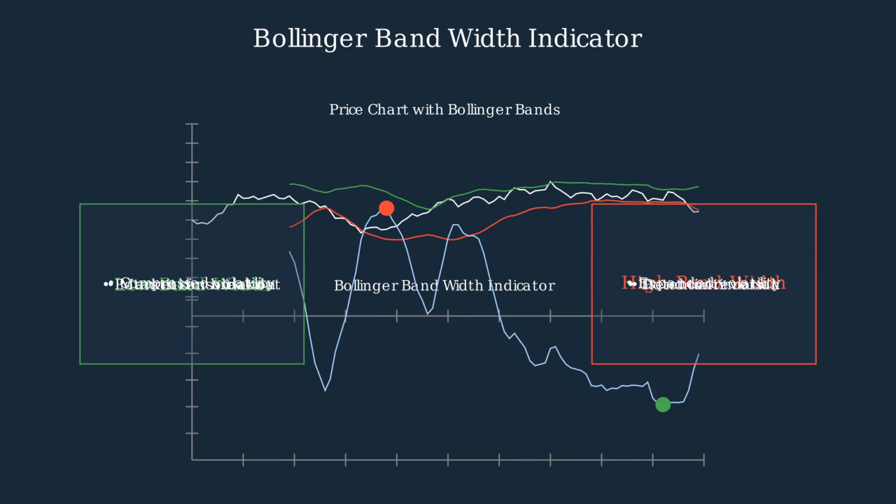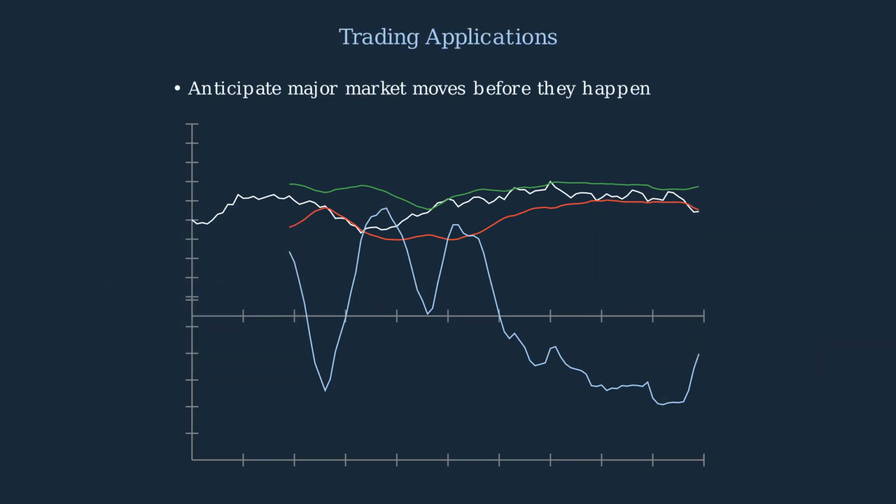High readings indicate expanded volatility, which may signal a potential reversal or continuation of the current trend. Traders use the Bollinger Band Width Indicator to anticipate major market moves before they happen. It helps identify consolidation periods that often precede breakouts, giving traders a heads up before significant price movements.